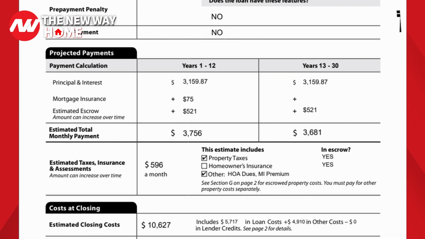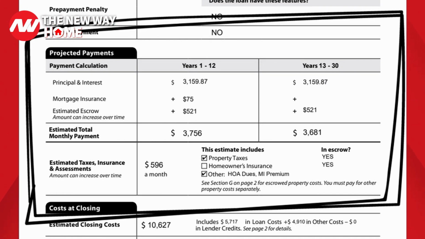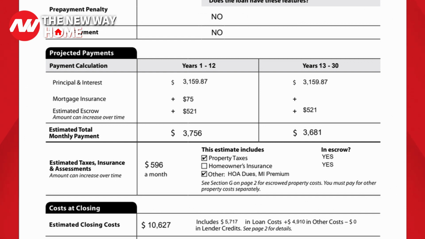So this is your projected monthly payments. And this is where you actually get a breakdown of your principal and interest plus your taxes, insurance, and it will show your HOA dues. But bear in mind, HOA dues are not included in your escrows or impounds, depending on what state you're in. And that, by the way, is where your taxes and your insurance are included in the monthly payment.